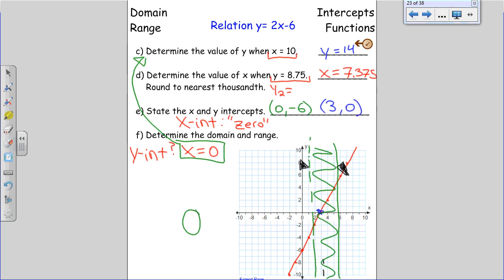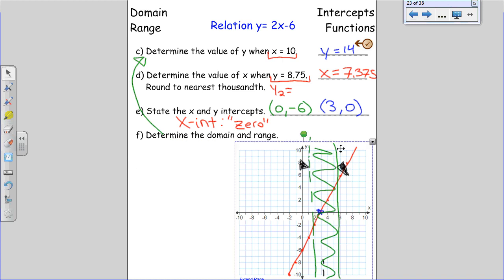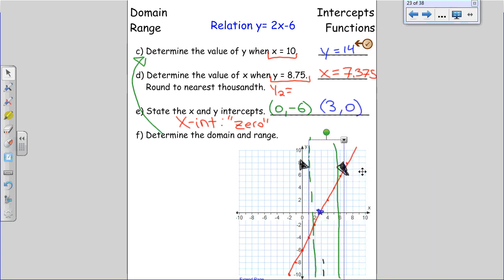All right. The last question. We're going to try to write out the domain and range. This is what we learned for 4.4. Domain and range is a way of asking you for possible X values and for possible Y values. Let's start with domain.